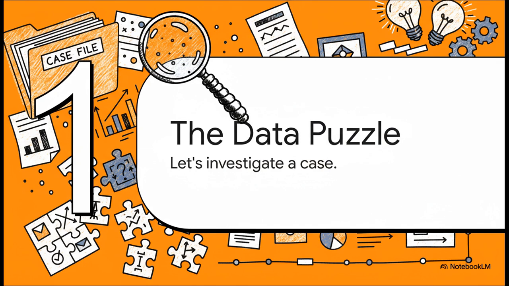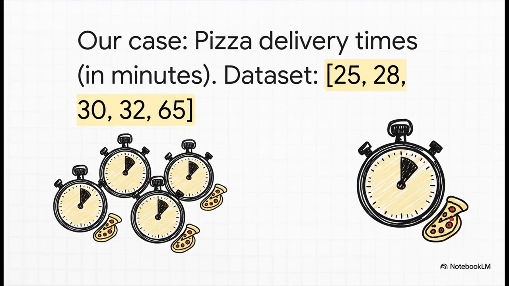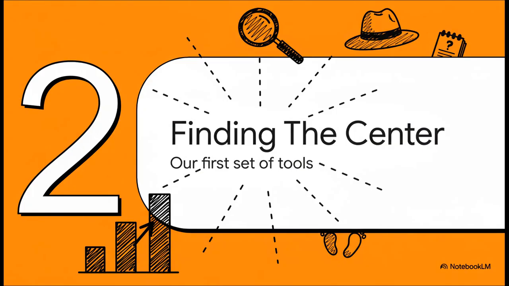Okay, every good investigation needs a case file, right? So let's open ours up and see what puzzle we're trying to solve today. And here it is. A local pizza joint wants to get a handle on its delivery times. We've got 5 data points: 25 minutes, 28, 30, 32, and then, whoa, look at this last one, 65 minutes. Our job is to figure out what's typically happening with their deliveries. First things first, we need to find the center of our data. We're looking for a single number that can kind of represent the typical delivery time.